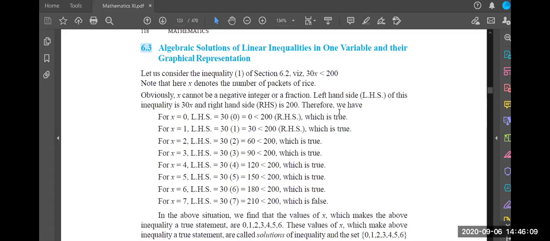Okay, got it, everyone? Just go through the examples. I'm audible now. I'm audible, right?